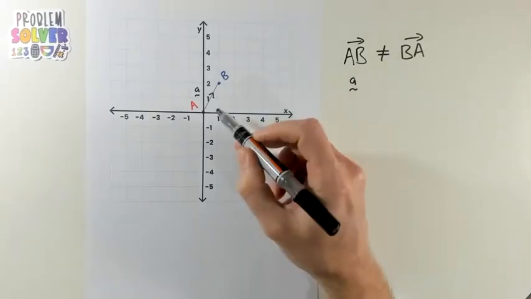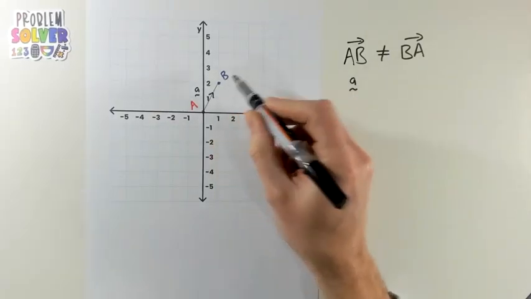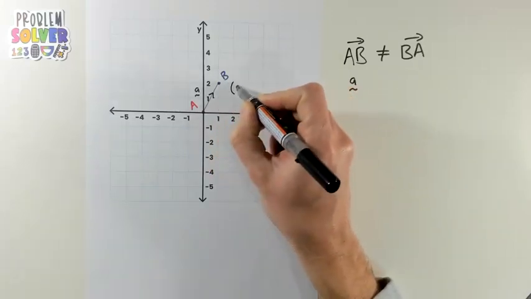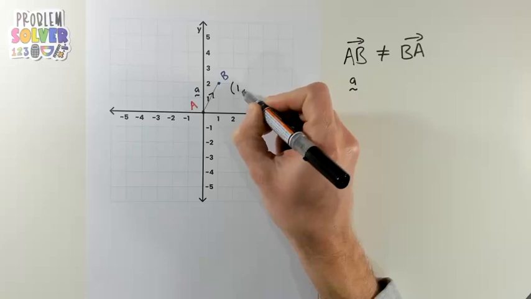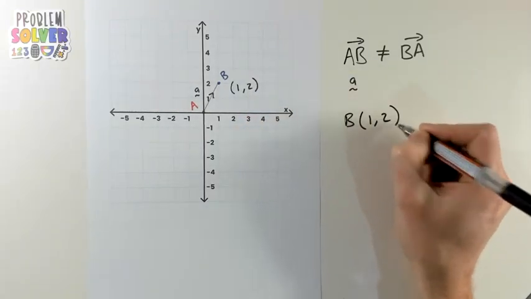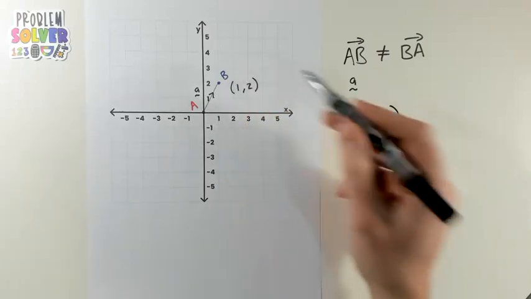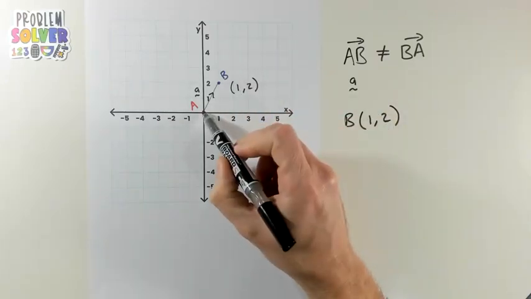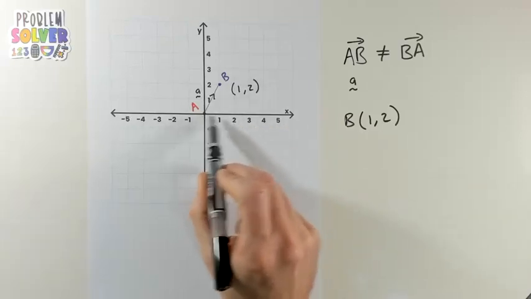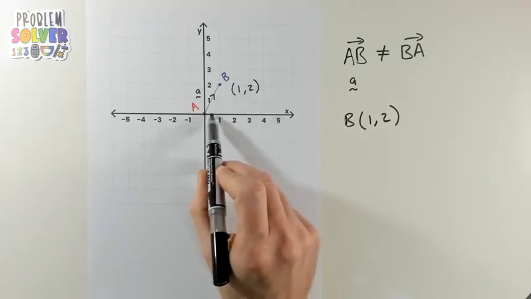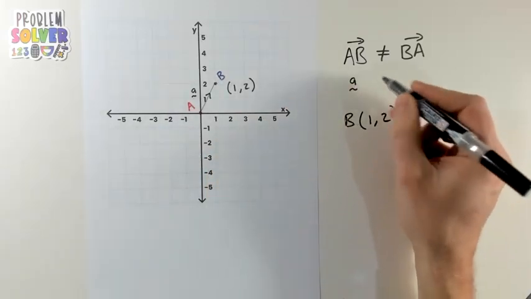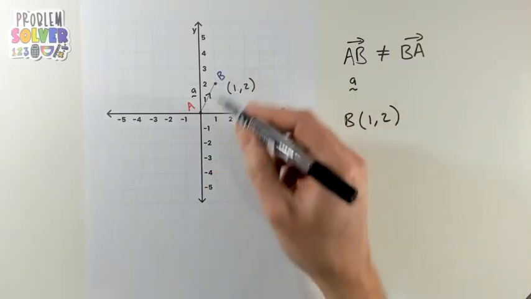I know I'm talking a lot, but in a while it'll make more sense. B's coordinates: on the x-axis it's 1, and on the y-axis it's 2. So B is the point (1, 2). If I'm going from A to B, I'm going 1 unit positive in the x direction, and 2 in the y. So there's a way in which we write these vectors.